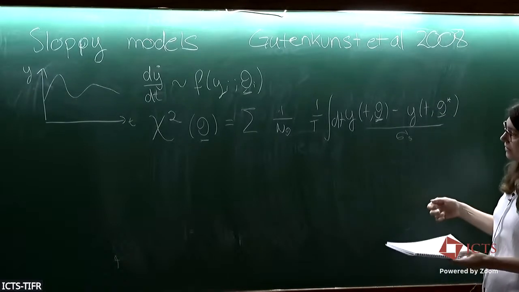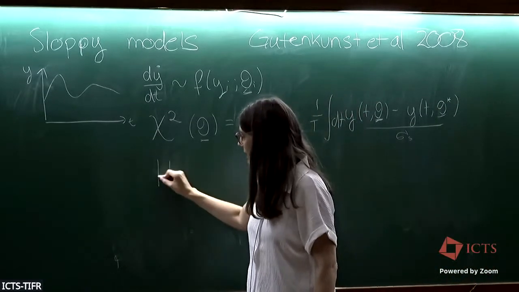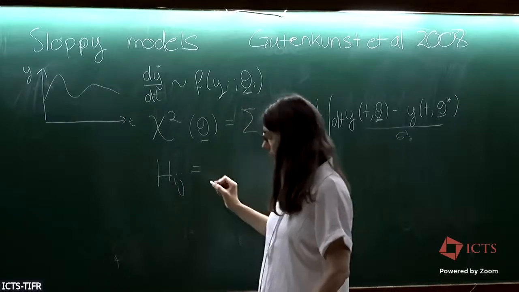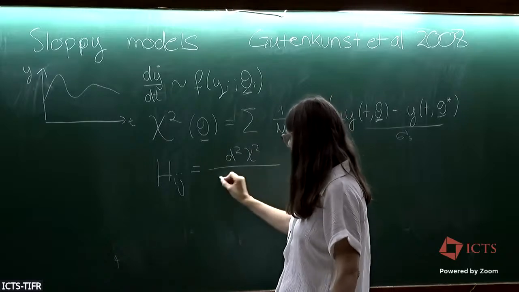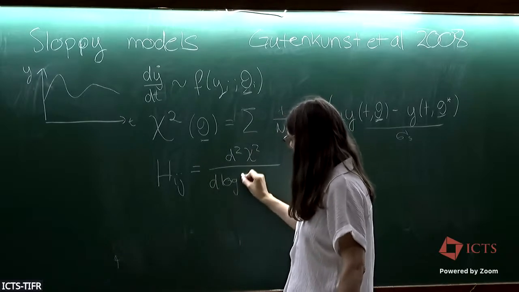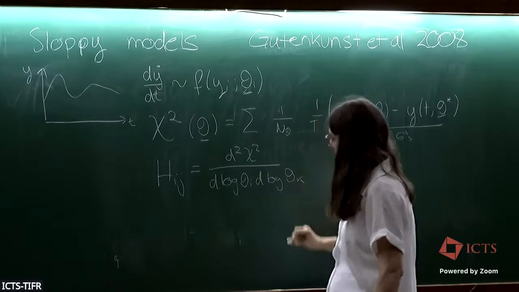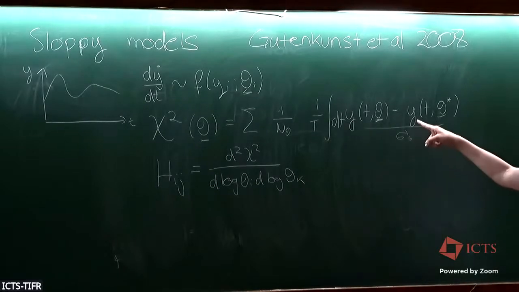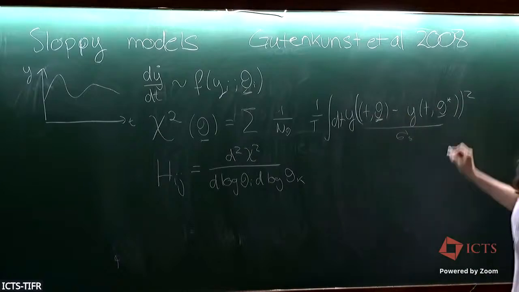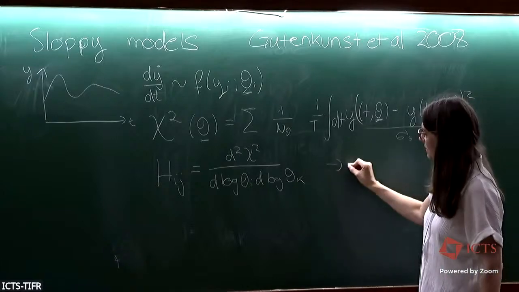Yes, and so then what they did is that they used this error cost function and tried to calculate a Hessian of this cost function with respect to the parameters, which in this case they did with the log of the parameters, so log theta i, d log theta k. Perfect. Okay, so they calculated these Hessians and then they looked at the eigenvalues of this Hessian.